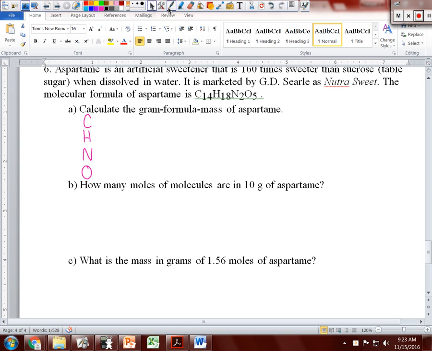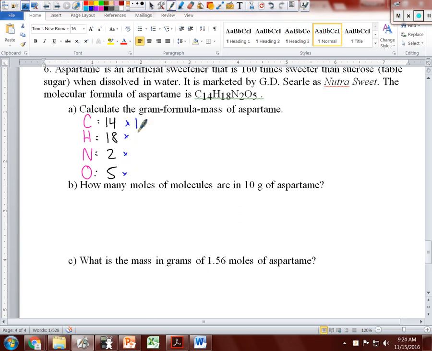Okay, so here's what you got to do. I'm going to do this a long way, but some of you can do it in your calculator, and that's the great part if you can already do it in your calculator. So how many carbons are in aspartame? Okay, very good. 14. How many hydrogens? 18. How many nitrogens? And oxygens? 5. Very good. And we're going to multiply it by the mass on the periodic table.